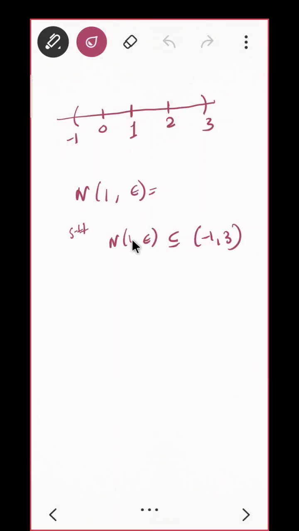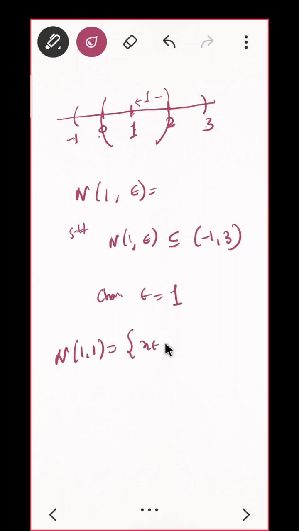So you can clearly see it is -1 to 3. So better I should take 0 to 2. If I'm taking 0 to 2, it means my neighborhood should be 0 to 2. So what is the epsilon? Epsilon means whatever distance is from 1 to here and from 1 to here. What is the distance? That is 1, no? So that epsilon I should choose, epsilon is equal to 1. Now we need to check whether this is satisfying. So find N of 1, 1.